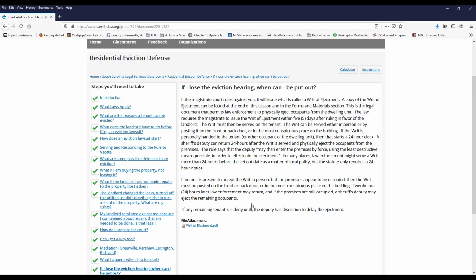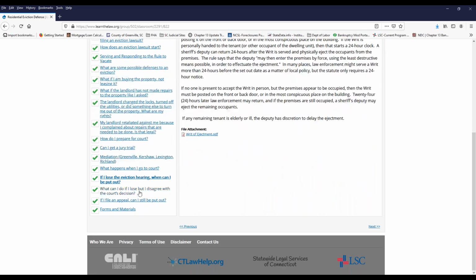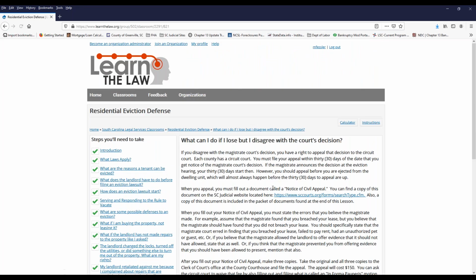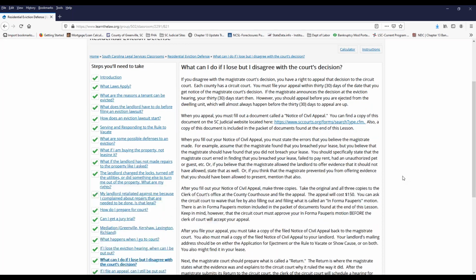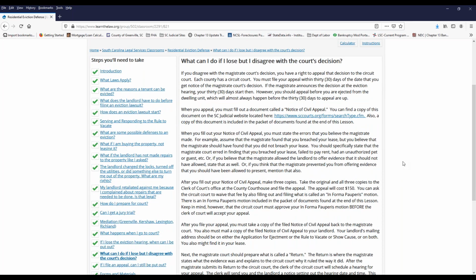Law enforcement does have some discretion to extend the ejectment if there's an elderly or ill tenant, but it's up to the deputy's discretion. Who knows whether they will or will not exercise that. And then finally, let's talk about what you do if you lose, but you disagree with the court's decision. Basically, you can appeal. You have 30 days to appeal to the circuit court.